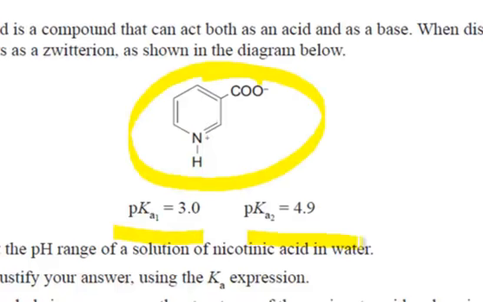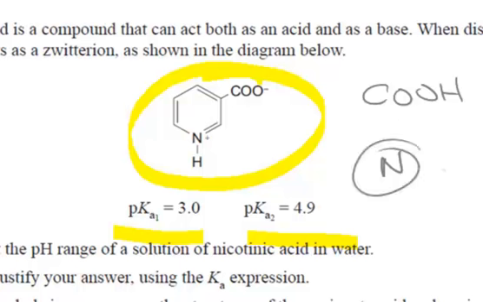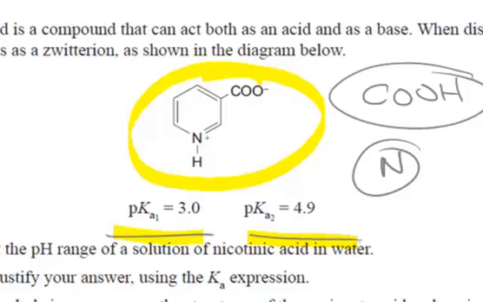Now obviously what we've got present here is normally we have an acid part, the COOH, and we've got a base part. Now the base can act as a base and receive a proton, and the acid can act as an acid part and donate a proton. So when we look at these pKa's we can get some understanding of which one relates to which part.